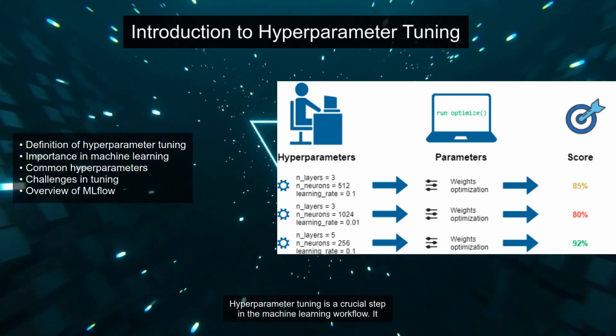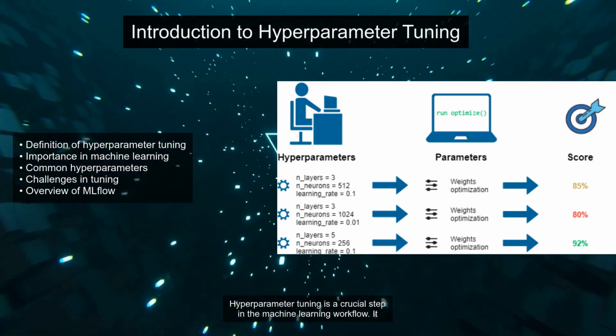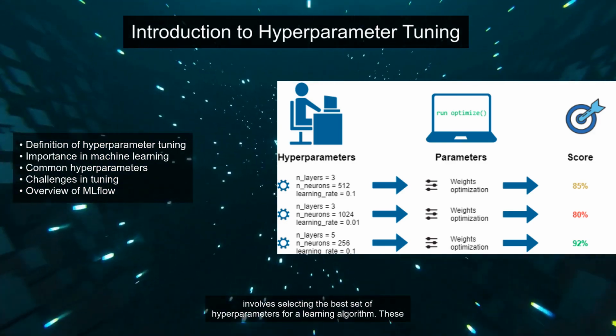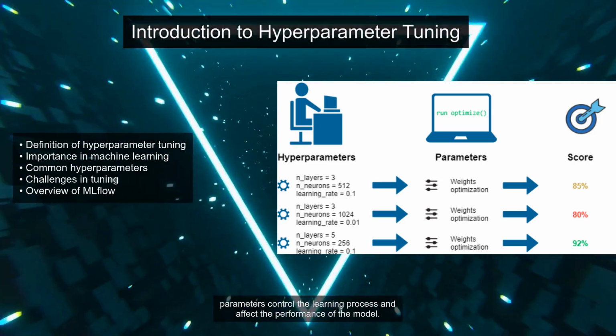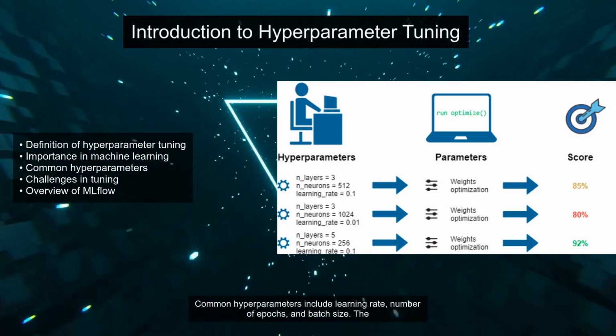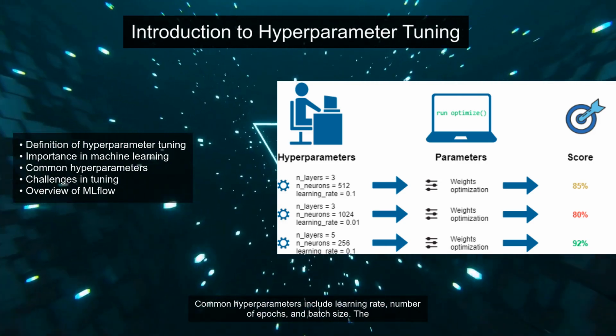Hyperparameter tuning is a crucial step in the machine learning workflow. It involves selecting the best set of hyperparameters for a learning algorithm. These parameters control the learning process and affect the performance of the model. Common hyperparameters include learning rate, number of epochs, and batch size.